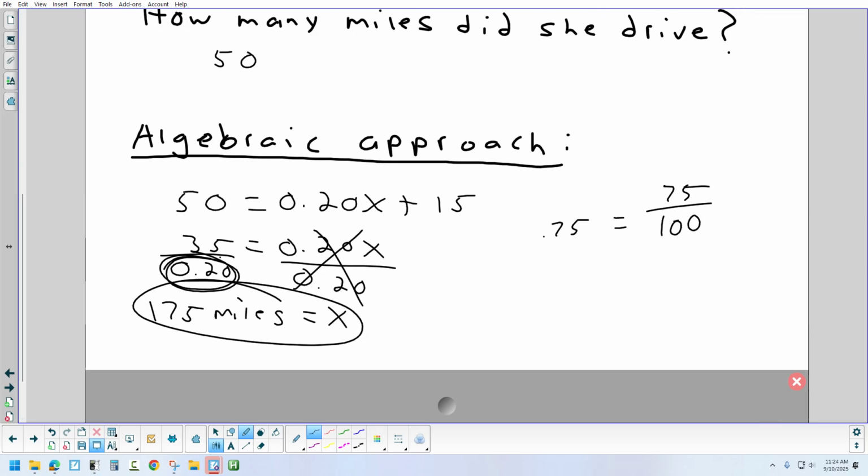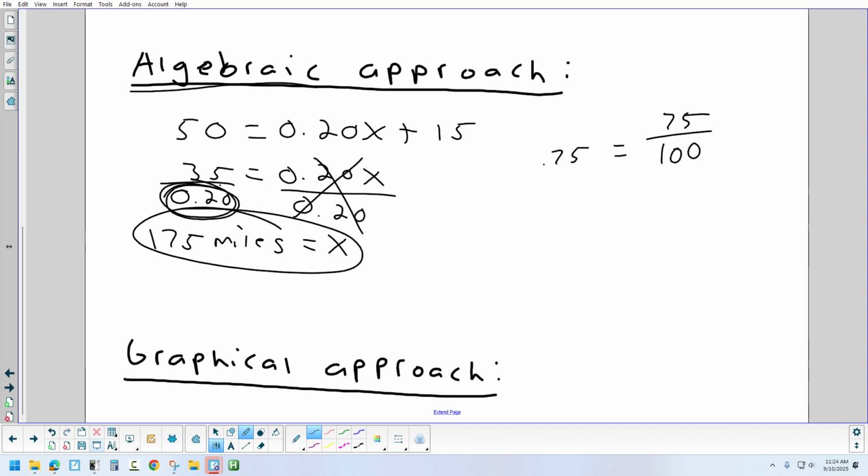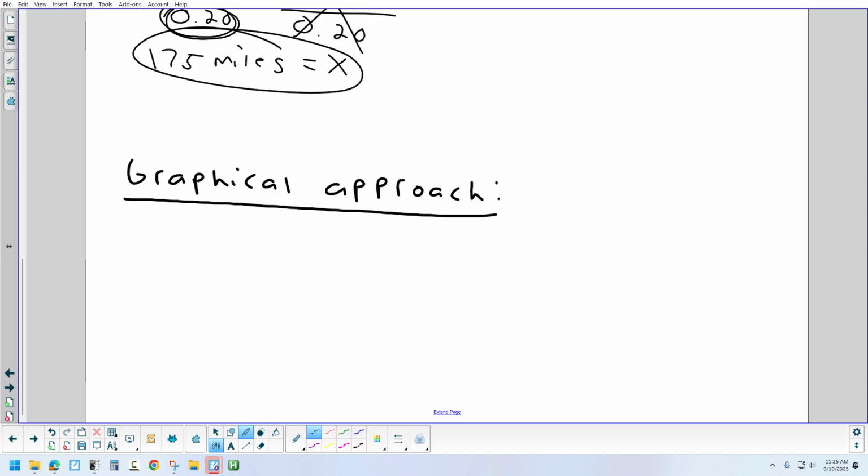All right. Any questions how we got 175 miles using algebra? Now, we're going to try something a little different. We're going to do it with another approach we mentioned, which is drawing a picture. Specifically, this time, the type of picture is a graph. To do it using a graph, I want to go back to what we had at that step. 50 equals 0.20x plus 15.